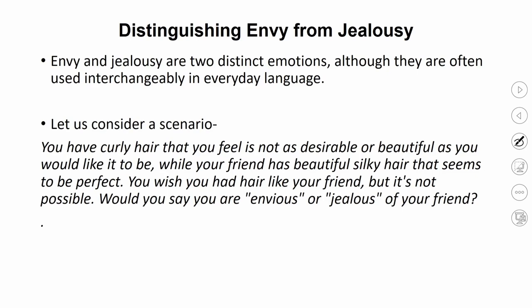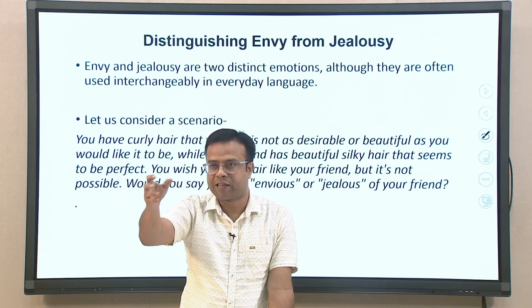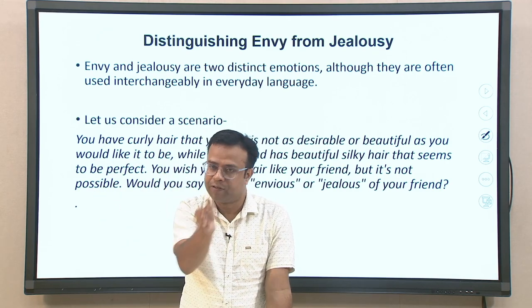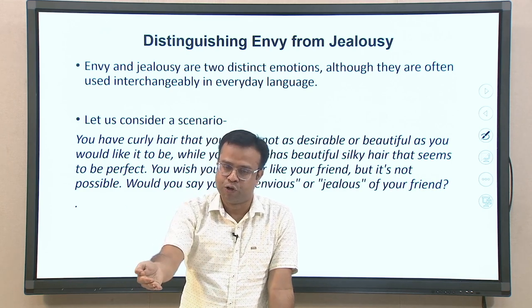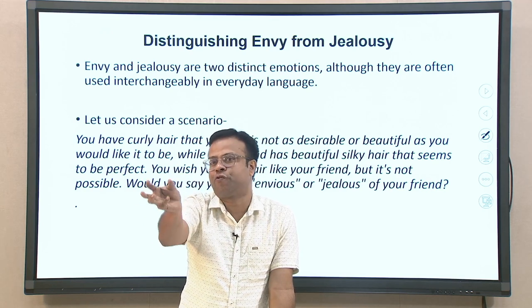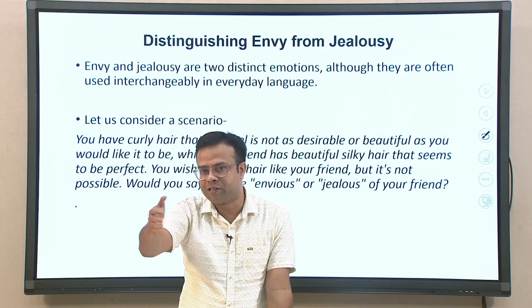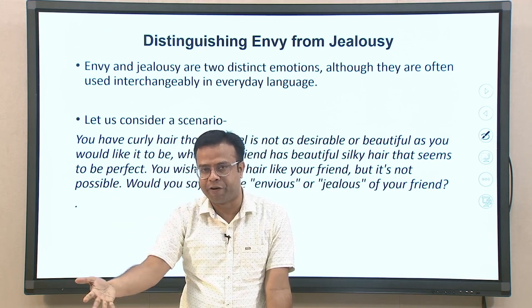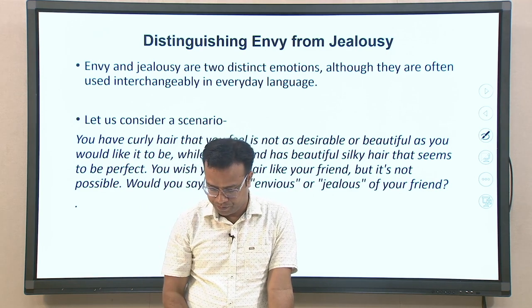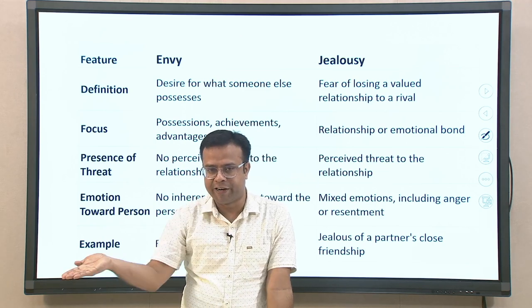If you have understood the discussion of envy as an emotion, envy mostly happens in the context of some possession of material, where somebody has something that you do not have. In those contexts, envy happens. So, in this case, it is with a certain possession of someone else. So, this situation is actually a situation of envy in this particular example. It is not a jealousy situation. So, what are the differences? Let us see more detailed differences.